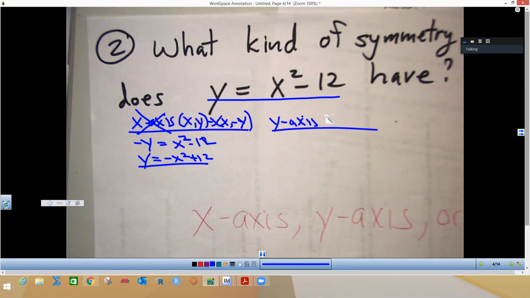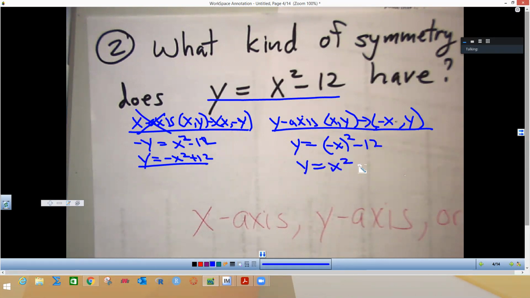The y-axis says that not only will the original equation work, but it should also work if I change the x value and leave the y the same. So I leave y, and now I put this negative where that x is. I get negative x, squared. When you square a negative, I hope you all know that's a positive, so I get x squared minus 12. Now I look, is that the same as that? Yes. So the y-axis works.